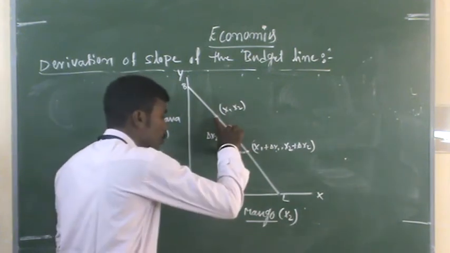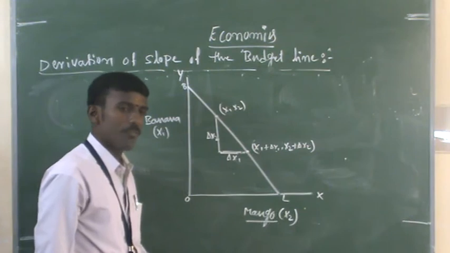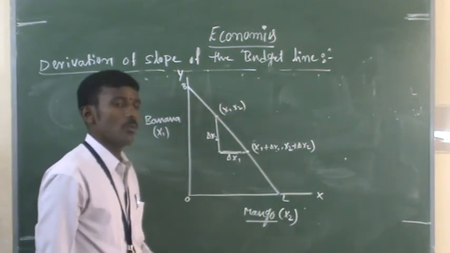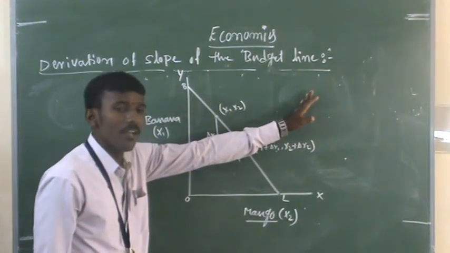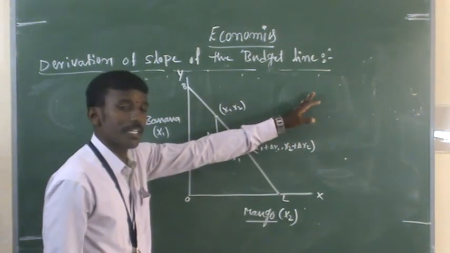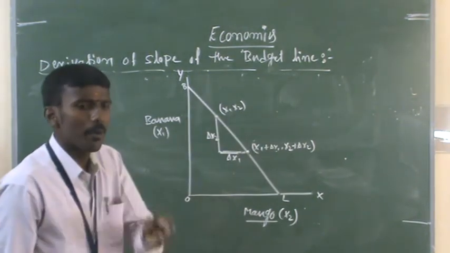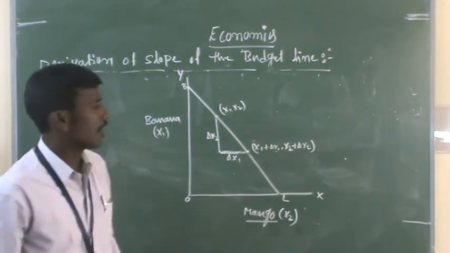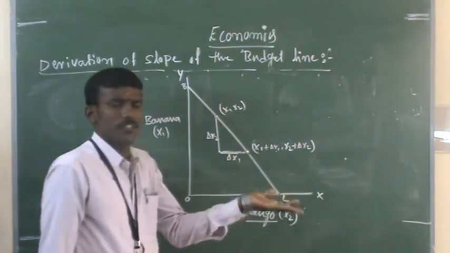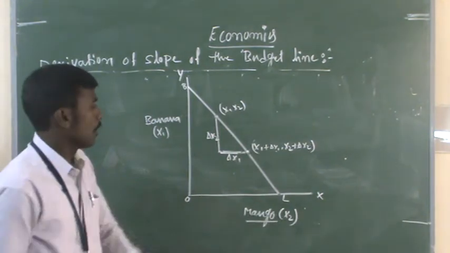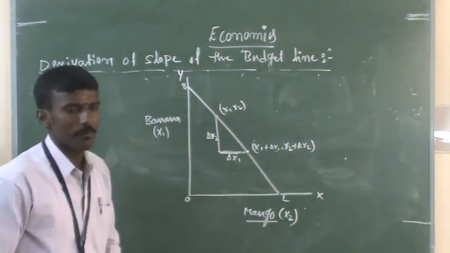Why do they have to sacrifice, why do they have to forget? Because already you know that the consumer income is limited. The consumer income is fixed. If they want more bananas, they are going to sacrifice mangoes. If they want more mangoes, they are going to sacrifice the other, bananas.